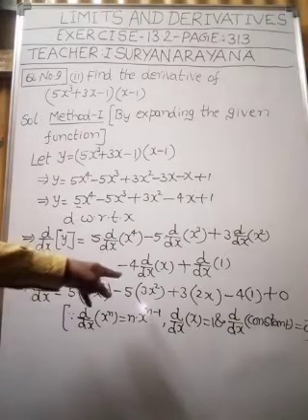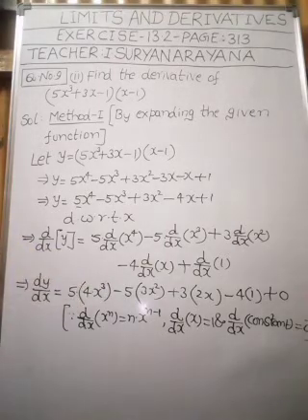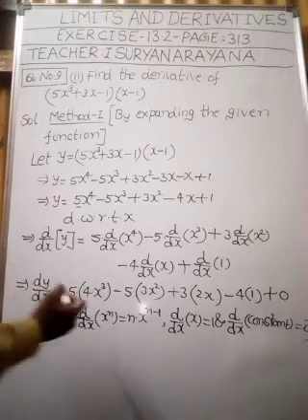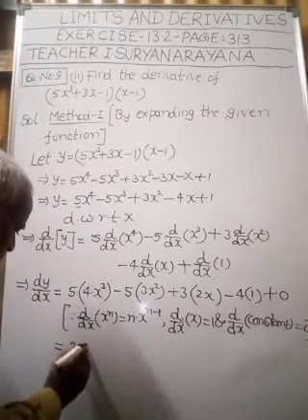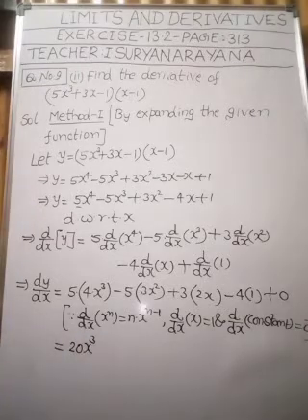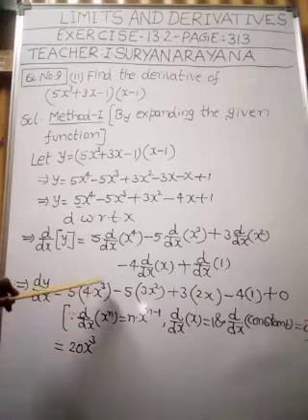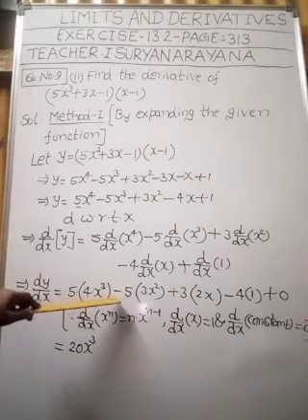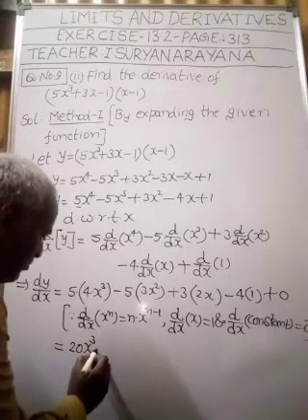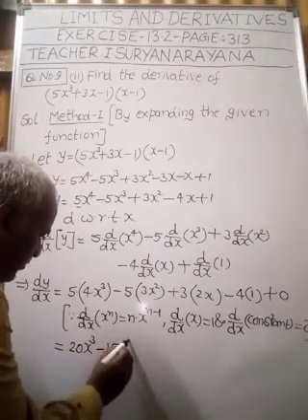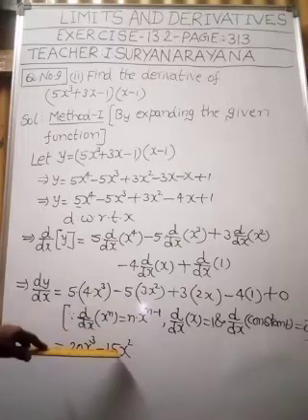Now I will write the terms after simplification. Okay, my children. Then what will you get here? 5 fours are 20 x cube. This is the value of the first term. 5 fours are 20 x cube. Now come to the second term. Minus 5 into 3, minus 15 x square. That is the second term. Minus 15 x square. Understood this is the second term, my children?